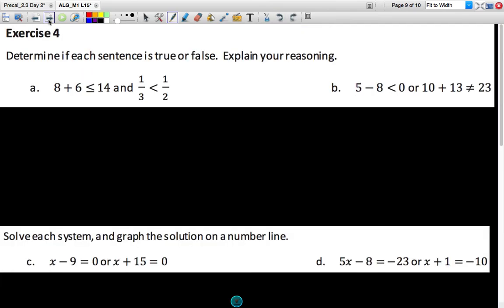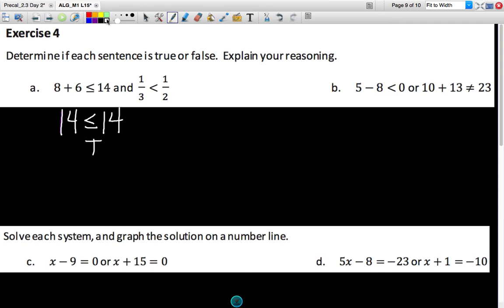Exercise 4. Determine if each sentence is true or false. Explain your reasoning. 8 plus 6 is 14. Is 14 less than or equal to 14? Yes, that is true.